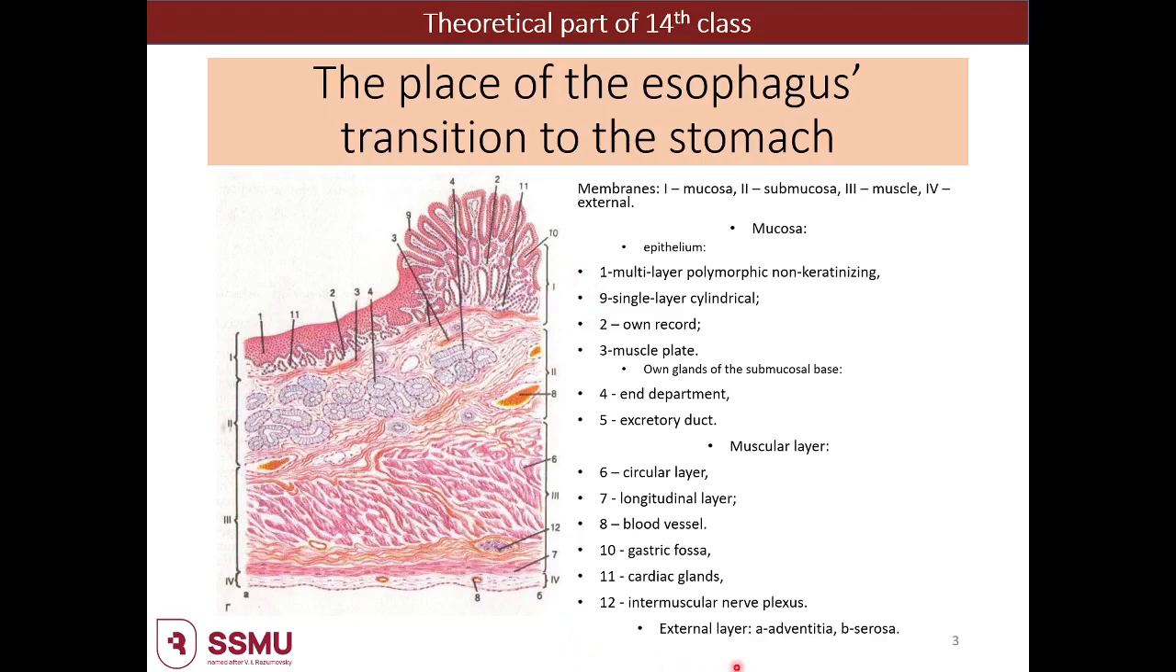On this slide you may see the most important parts of this area, and I hope you remember all these structures and the functions of these glands and layers. I should pay your attention only to the mucosal layer, because in this area we may see the border between multi-layer polymorphic non-keratinous epithelium and single layer cylindrical epithelium. For pathological anatomy, it's the most important part here.